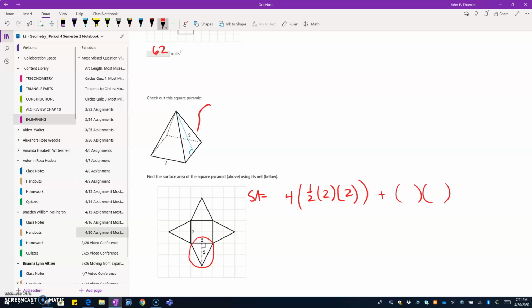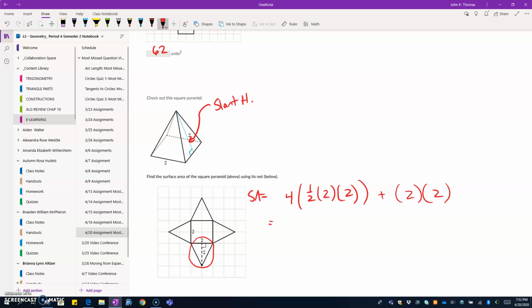Now, one vocab thing is this height right here. That's called the slant height. All right, so that's the slant height as opposed to an edge, which would be like if I walked up the corner of it. Slant height is straight up the center of the side, right angle with the base. So I've got the area of the triangle is 1/2 times 2 times 2, and I have 4 of those. The square in the middle is 2 by 2, so we got 2 by 2.